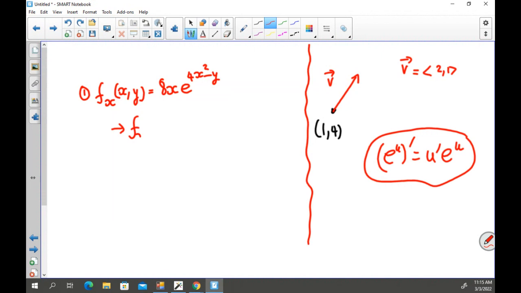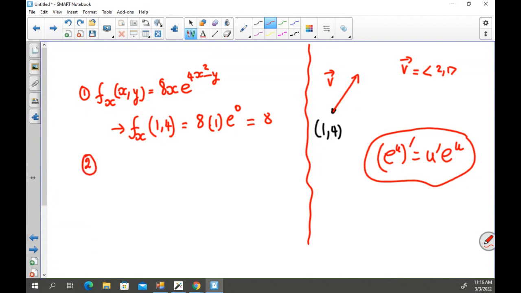And I want this at the point (1, 4). So I need to substitute. If you substitute x with 1, y with 4, the u becomes 0 there. So it will be 8. Can you see that it's going to be 8? 8 times 1 times e to the power of 0, so 8.